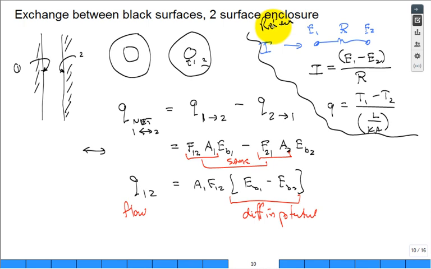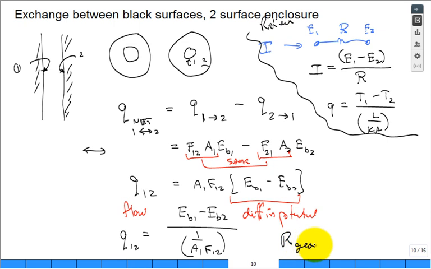All right. Here what we do is we say, oh, I have a flow from 1 to 2. It's what drives it, a difference in the black body emissive powers or fluxes, because it's watts per unit area. You divide by 1 over A1 F1 to 2. This is resistance, geometrical resistance for radiative exchange between two surfaces. It's equal to 1 over A1 F1 to 2. Name calling, and it helps us in bookkeeping.